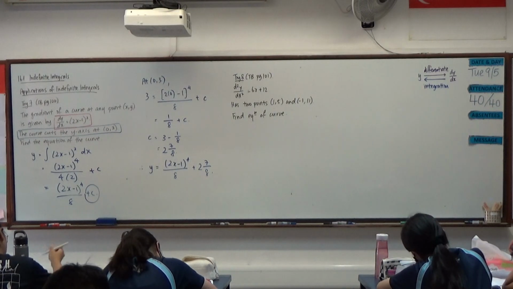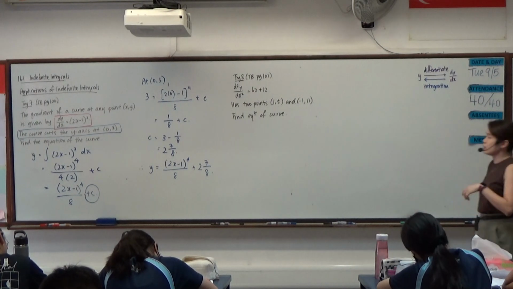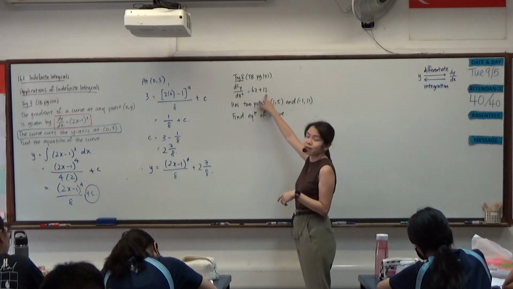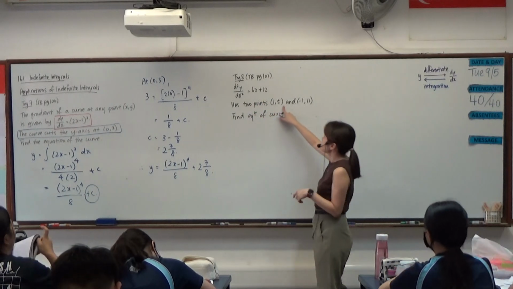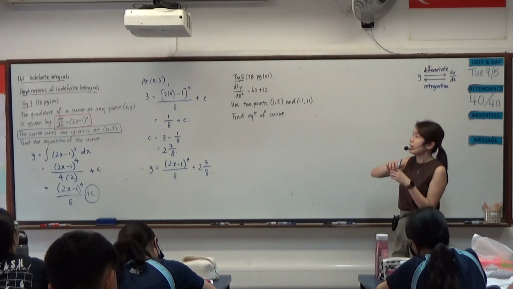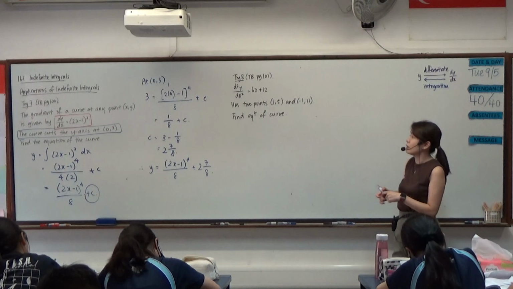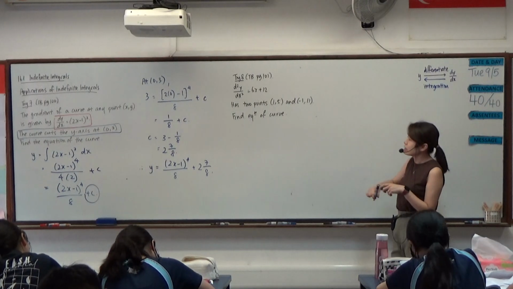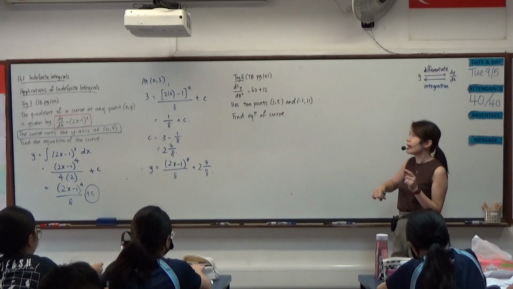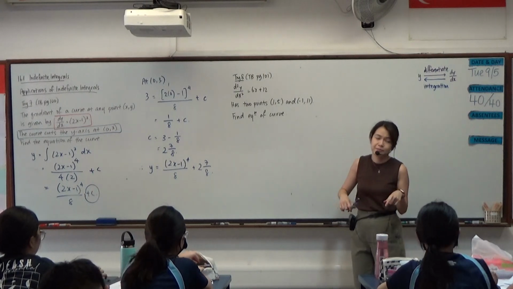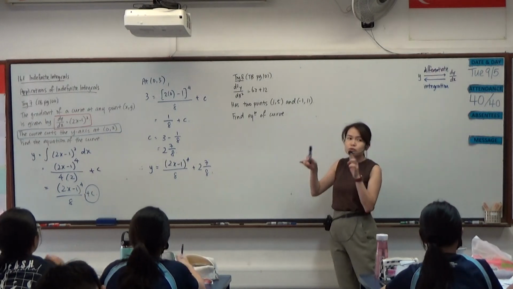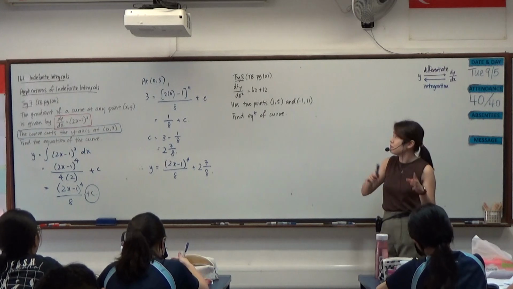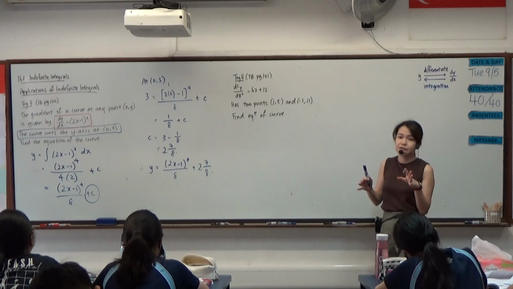In Try 8, we're given that the second derivative equals 6x plus 12, and there are 2 points, (1, 5) and (negative 1, 11). We want to find the equation of the curve. So take note that we're not given dy over dx, we're given the second derivative. So that means we need to do 2 rounds of integration before we arrive at the equation of the curve itself.